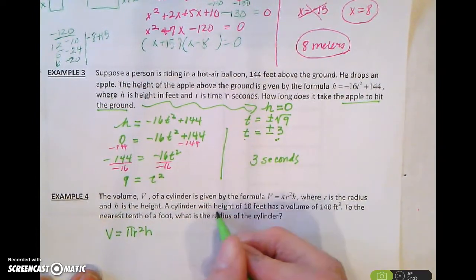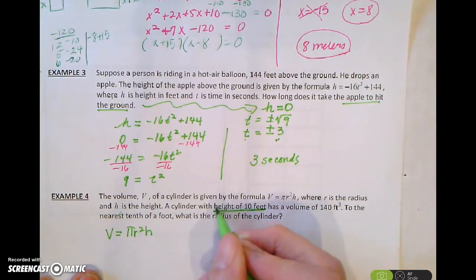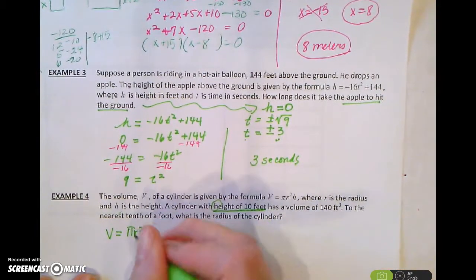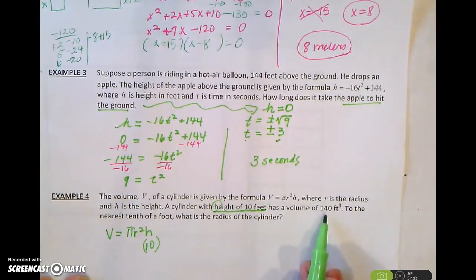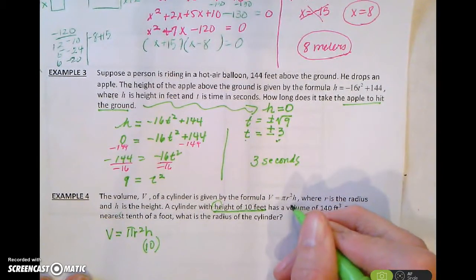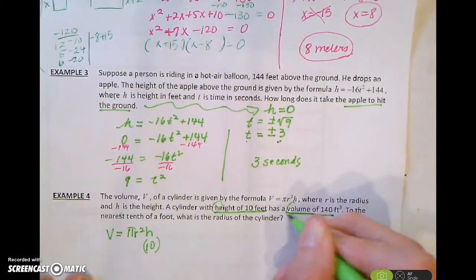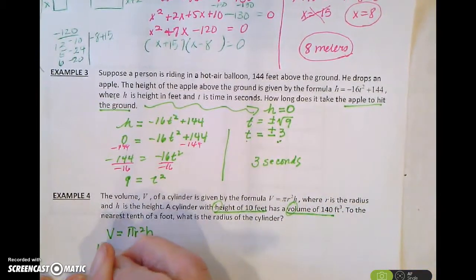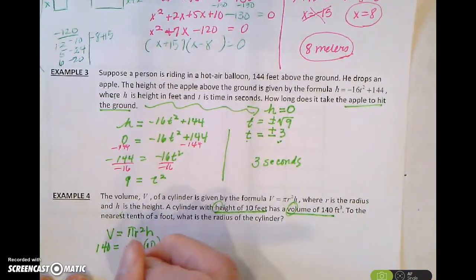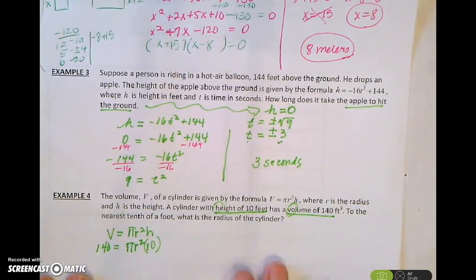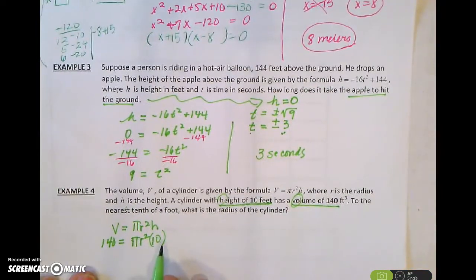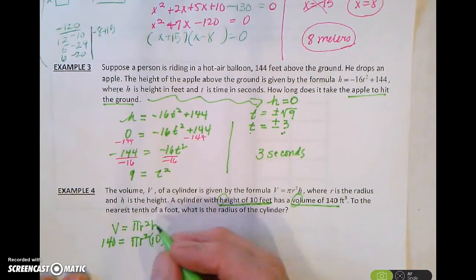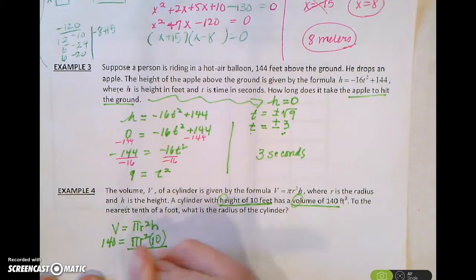It has a height of 10 feet, so there's my h there. So h is going to be 10, so we'll put a 10 in for the h. And it has a volume of 140, so there's the V for volume. So the 140 is going to go in for the V. And so now we've got 140 equals pi r squared times 10. All right, so we want to solve this. So we're going to need to divide both sides by the 10 and by the pi.